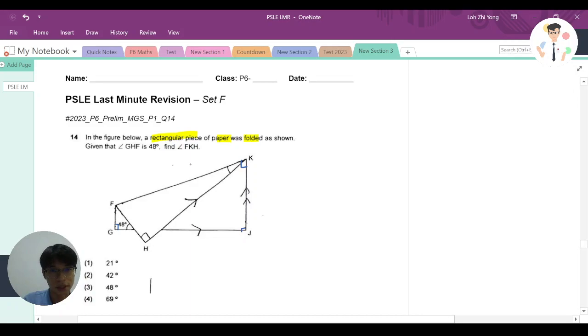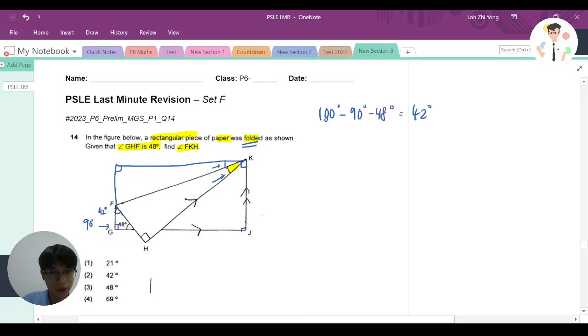So it will be something like this. 90 degrees. I know the angle here and angle here will be the same because it's being folded. Given that the angle GHF is 48 degrees, find angle FKH, which is here. Because here is 90 degrees and here is 48, automatically here will be 42 degrees. How? 180 minus 90 minus 48, so it's 42.